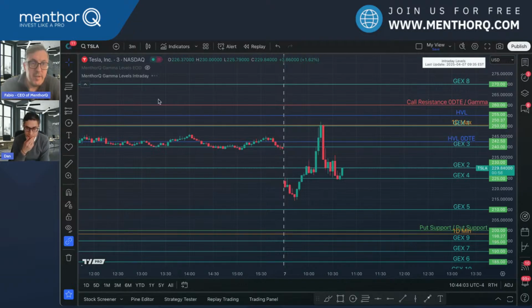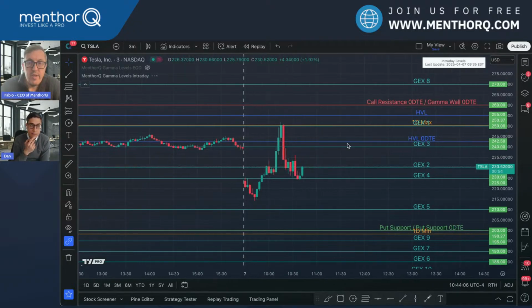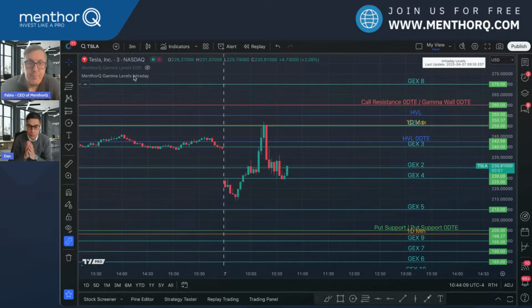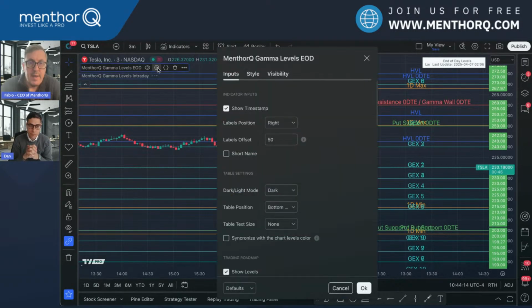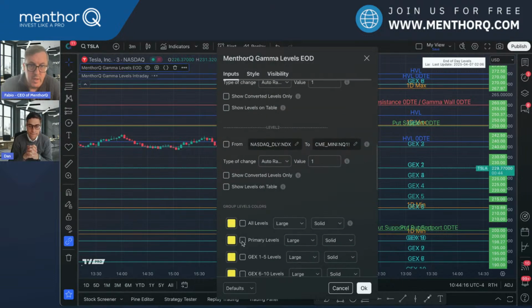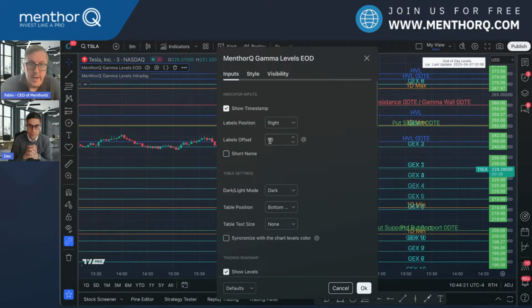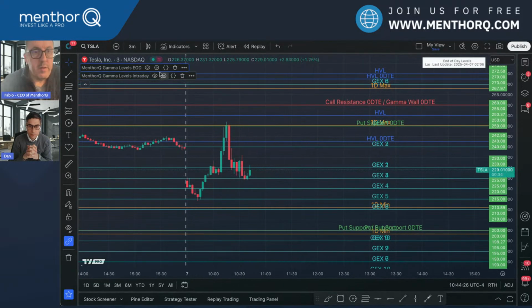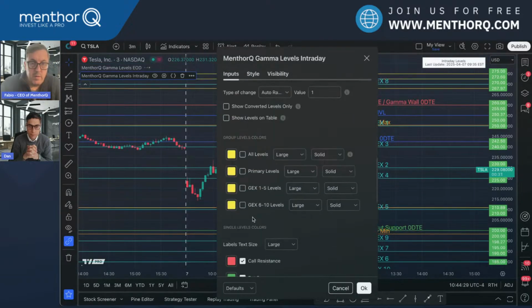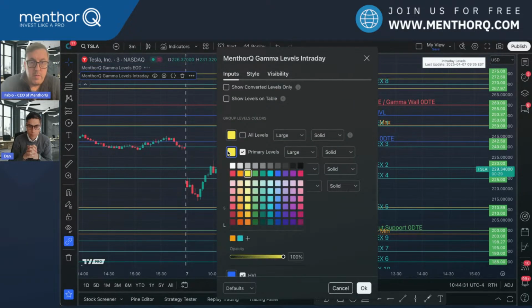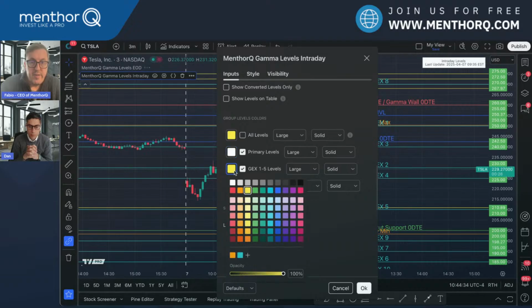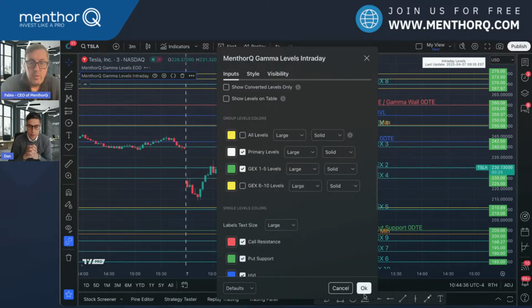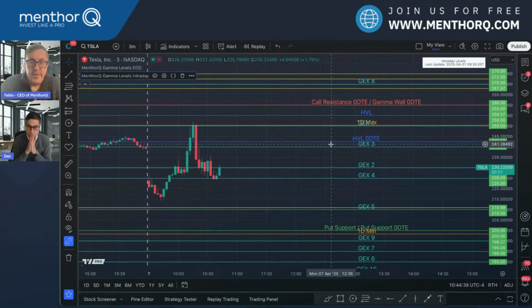I think we can spend some time also looking at the swings that we've seen today. A very good example is Tesla. What we can see here is our end of day gamma levels, and let me make them a little bit clearer. And we're going to move them a little bit to the right. Okay, so let me just adjust this.